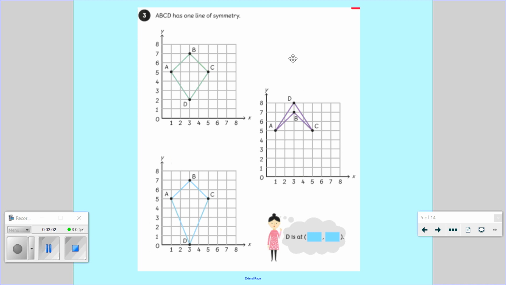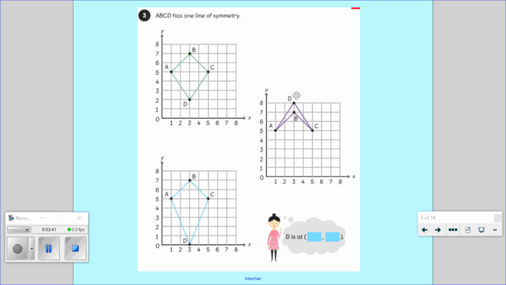The in focus also asked if we could form a quadrilateral with one line of symmetry. Let's have a look. On this first one, D has been put here at coordinates 3, 2. This formed a kite shape, and we can see that if we cut this down the middle here, it would be the same on both sides. It wouldn't be the same if we cut across here, so we can see that it has one line of symmetry.